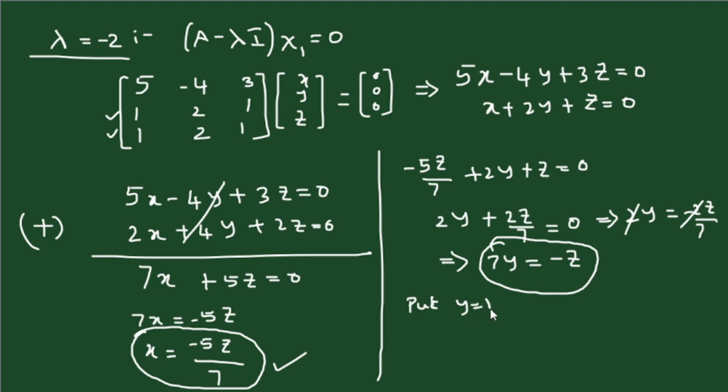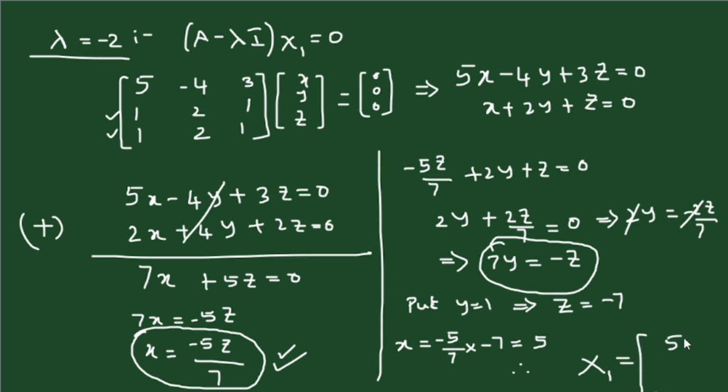So you choose y equal to 1. Right? When you take y equal to 1, what happens? This implies z equal to minus 7. So z becomes minus 7, and you put minus 7 in this relation, you will get minus 5 by 7 into minus 7. So it is 5. So therefore, the eigenvector corresponding to lambda equal to minus 2 is x is 5, y is 1, z is minus 7.